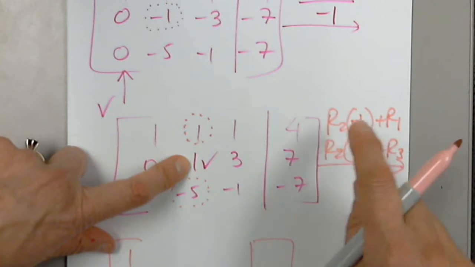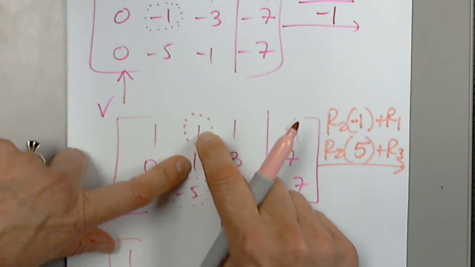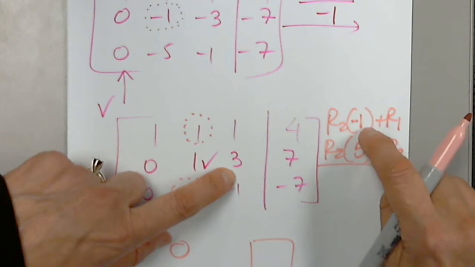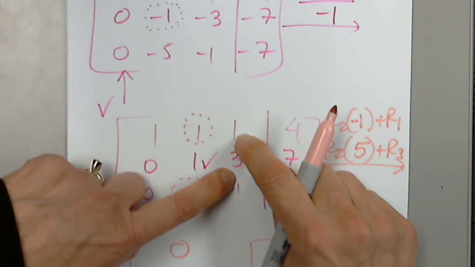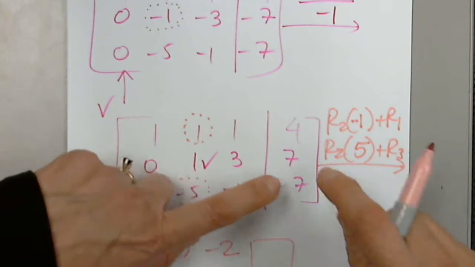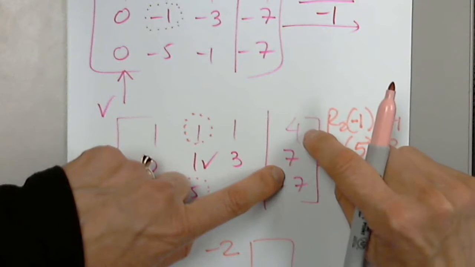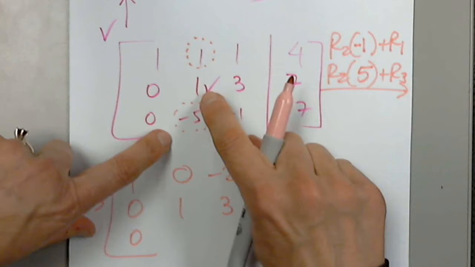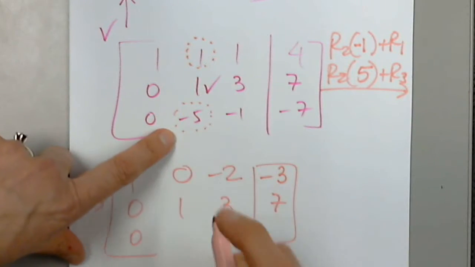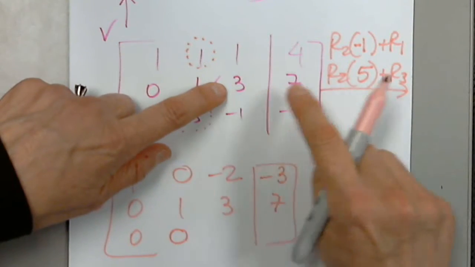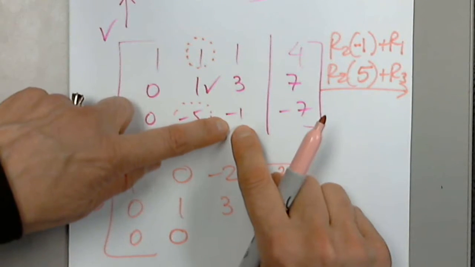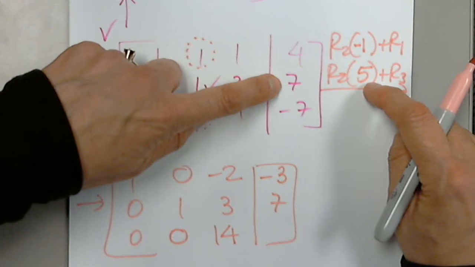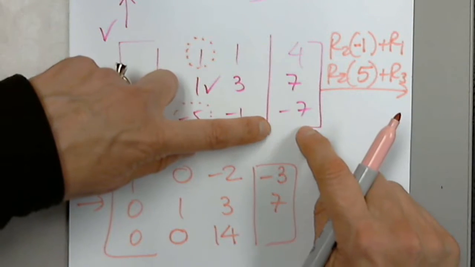1 times -1 plus 1. 0. 3 times -1 plus 1. 7 times -1 plus 4. Very good. 1 times 5 minus 5. 3 times 5 minus 1. Very good. 7 times 5. 35 minus 7.